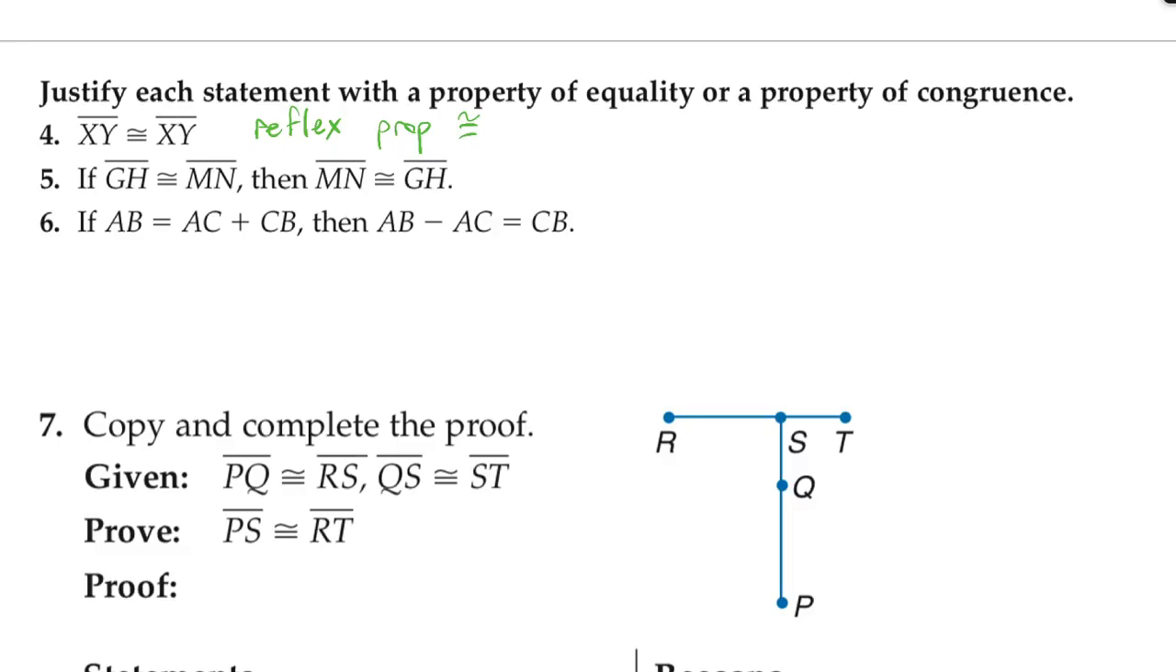The second one, if GH is the same as MN and MN is this. Oh, this is the one we won't use that much. It's just saying you can reverse the order. So that's the symmetric property of equality. Again, we will not use that often this entire year.